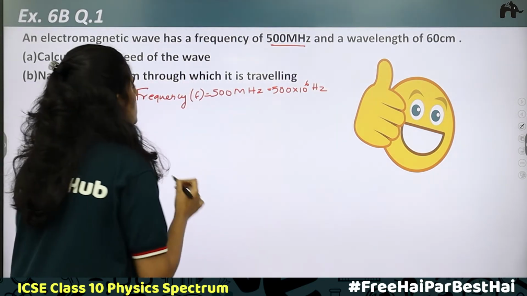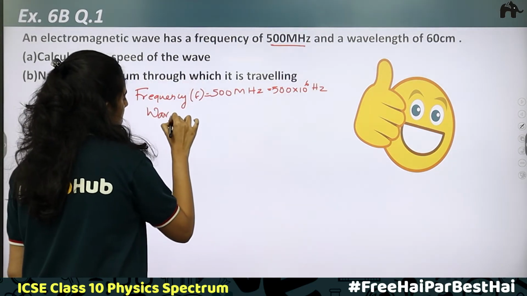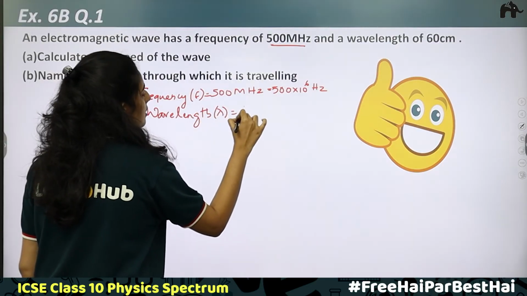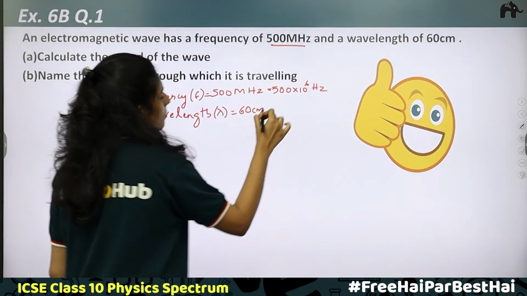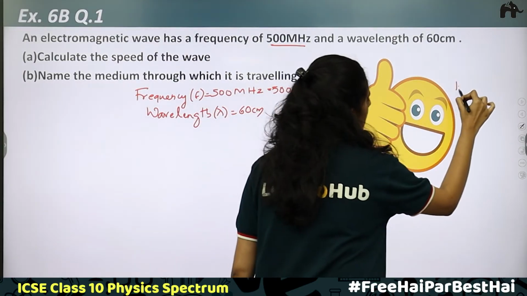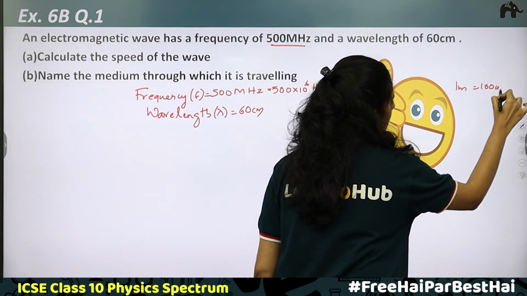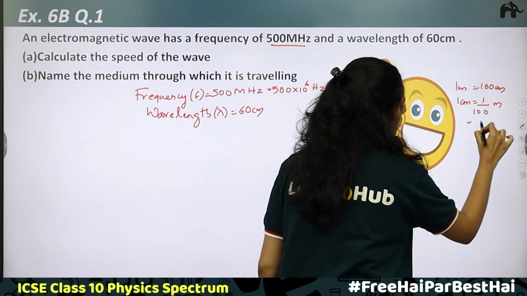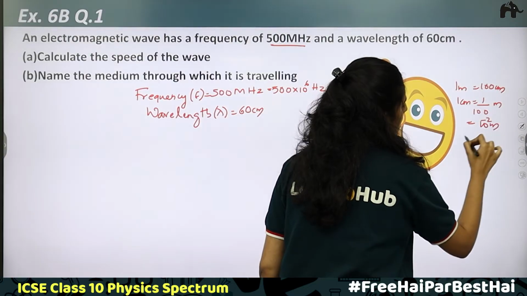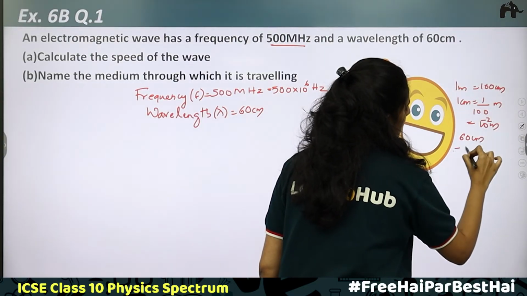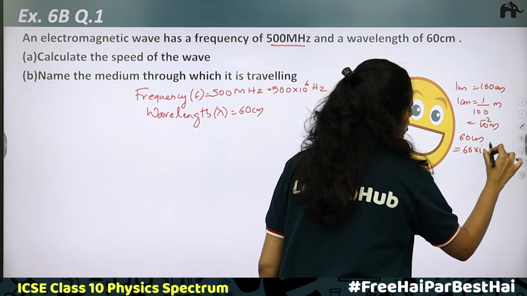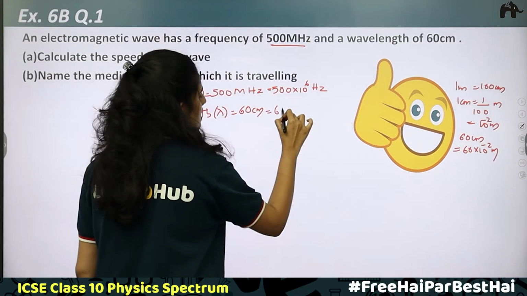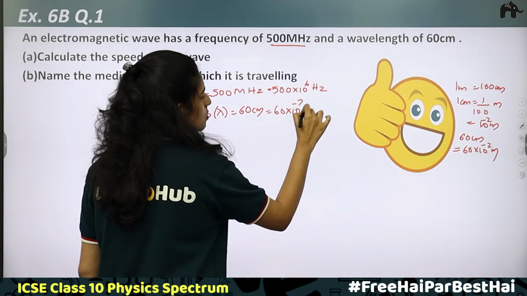And a wavelength of 60 centimeter. Wavelength is given in centimeter. Wavelength lambda is equal to 60 centimeter. We know 1 meter is 100 centimeter, which means 1 centimeter will be 1 by 100 meter, equal to 10 raised to minus 2 meter. So, 60 centimeter will be equal to 60 into 10 raised to minus 2 meters.